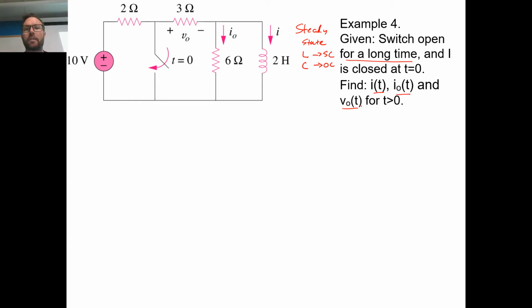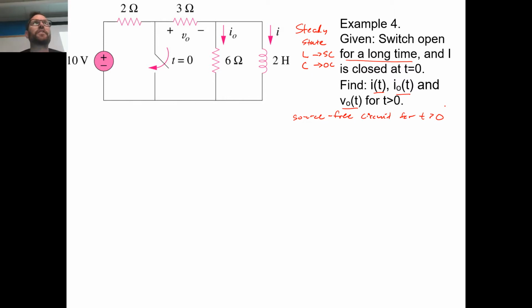Ugh, so many things, right? As soon as we find one of those, we should be able to use basic circuit principles to find the others. Okay, and we realize that for t greater than 0, this is a source-free circuit, because that switch closes at t equals 0, right?